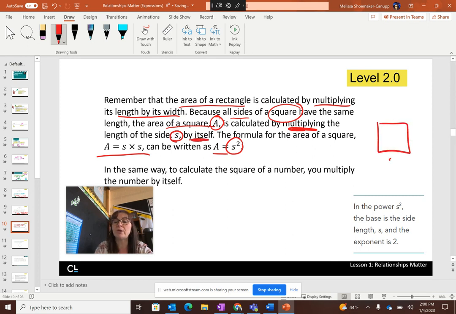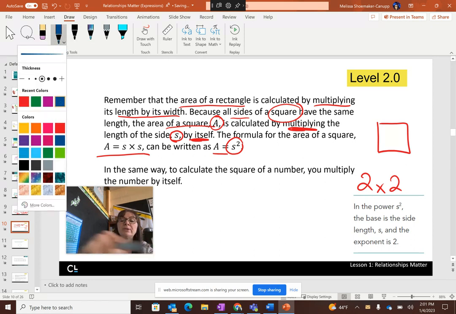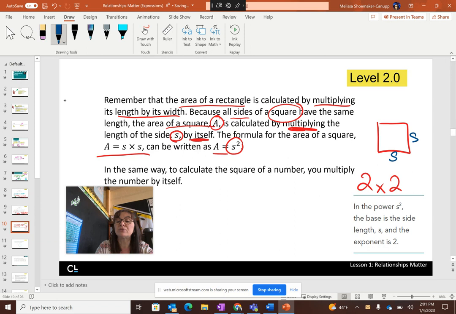So if I had a square that was 2 by 2, I know that I would multiply 2 times 2. Well, what they're saying here is, what if I don't know what the side length is and I'm just going to label an S that stands for side? I would multiply side times side, which is side with a baby floating 2, squared.